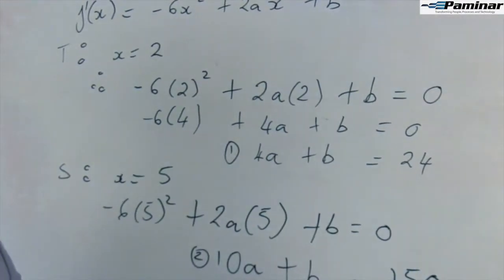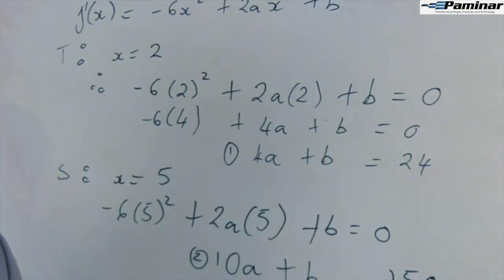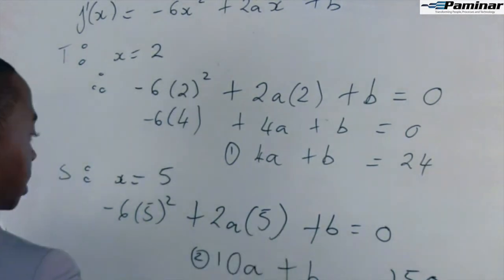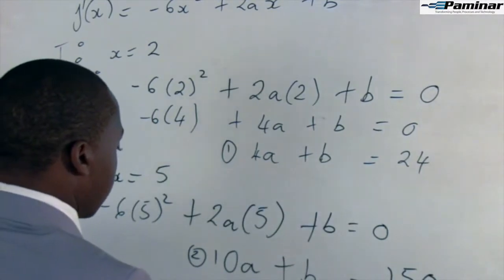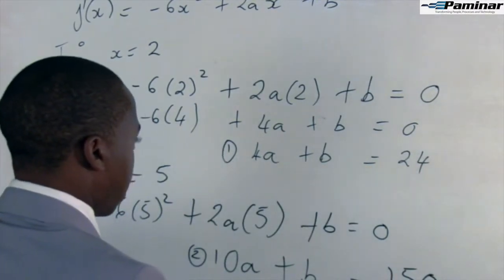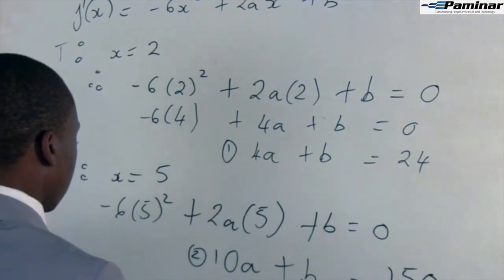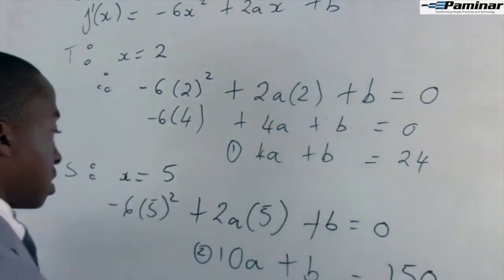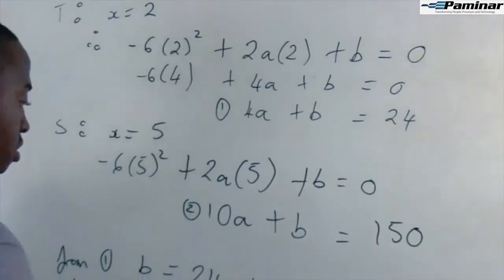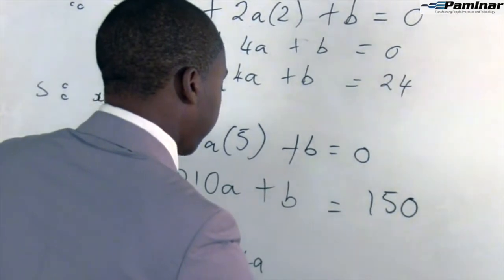So now, if you check, we've got two equations, that equation and that equation, with two unknowns, a and b. From this point, we can now use the simultaneous equation method, which you should all be familiar with by now. So from 1, let's take b is equal to 24 minus 4a. Substitute that into 2. It will become 10a plus, where b is, we're going to put 24 minus 4a, and that should equal 150.